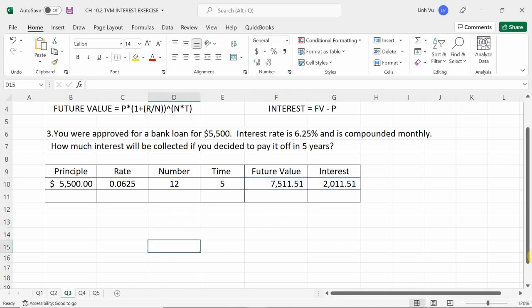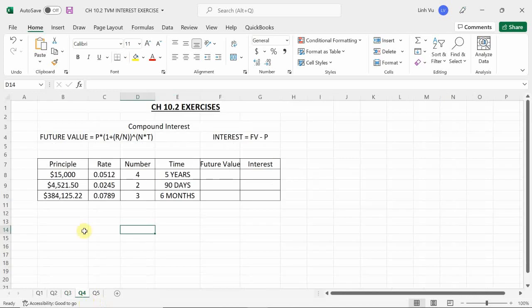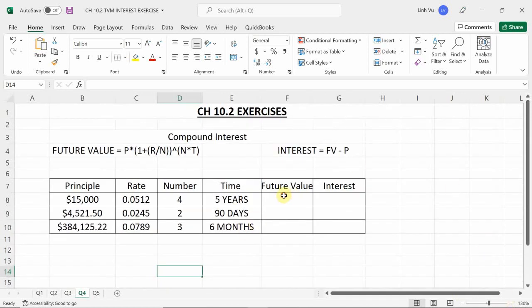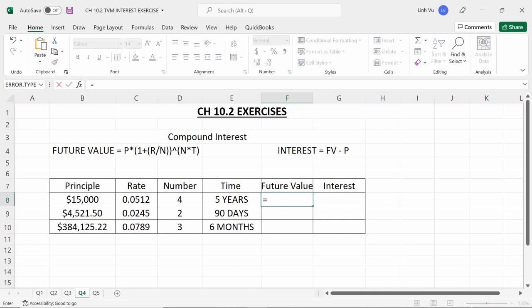Okay. So that means in the next one here, let's practice that Excel formula once again. If I decided that I have $15,000 with a 5.12 interest rate, and it's going to be compounded quarterly, so 4 times a year, and the time length is going to be 5 years, this is what you're going to do.